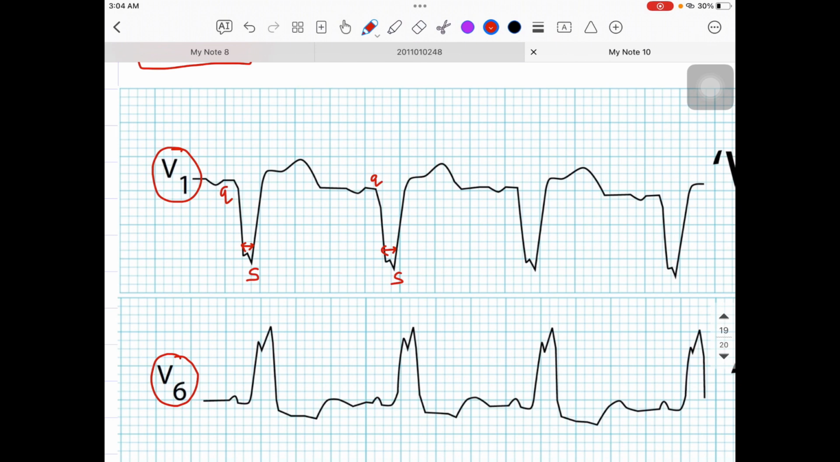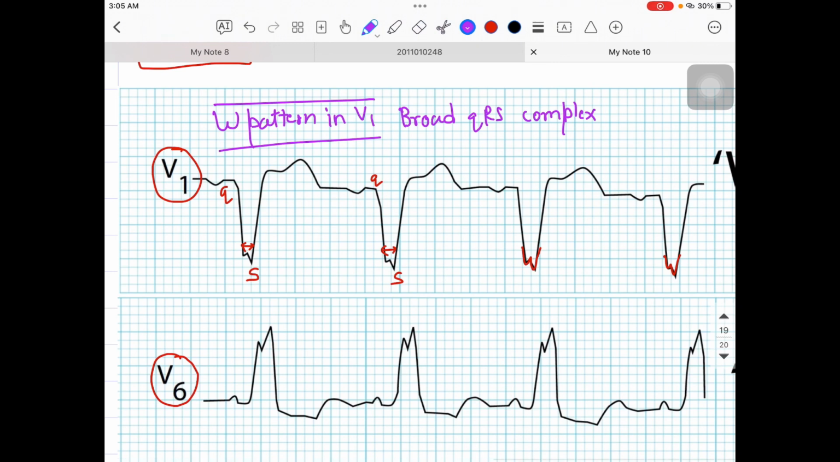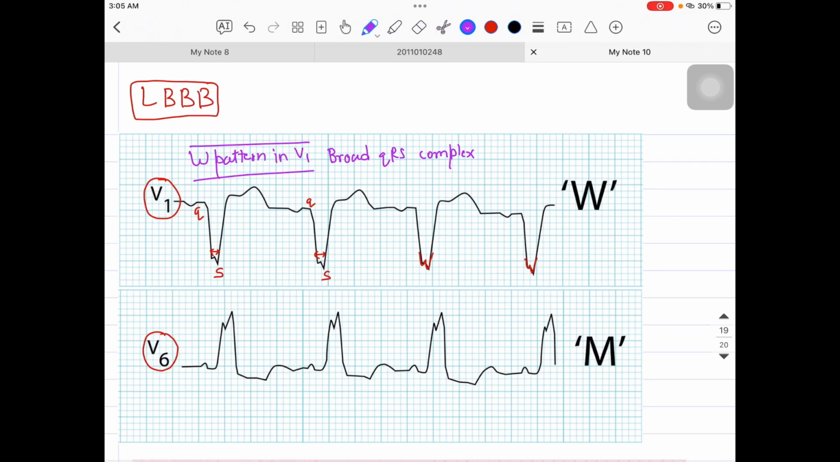Now please remember, if they are broad and they are making a pattern like W, as you can see, so if we are seeing that W pattern in V1, and the QRS complex is broad, or a broad QS wave we are seeing, then probably we are talking about the LBBB, right?